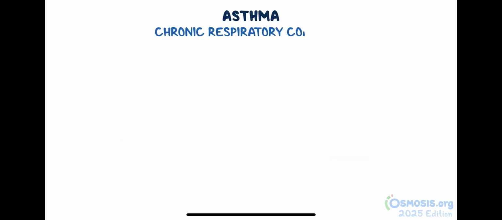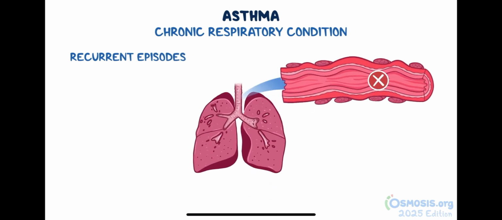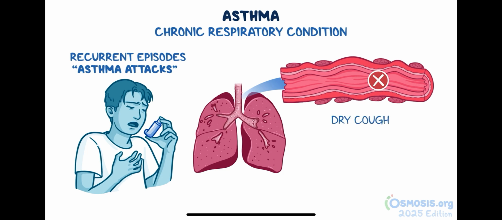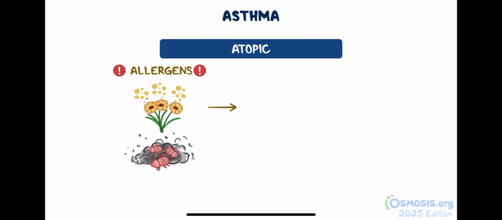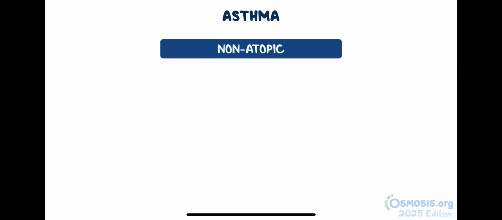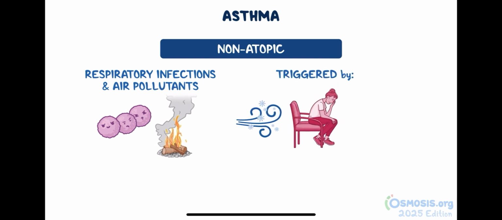Alright, as a quick recap, asthma is a chronic respiratory condition characterized by recurrent episodes of airway inflammation and obstruction, known as asthma attacks, which result in breathing difficulties such as dry cough, wheezing, and shortness of breath. Atopic asthma is triggered by allergens and involves an IgE-mediated type 1 hypersensitivity response. In contrast, non-atopic asthma is associated with respiratory infections and air pollutants, and it's triggered by things like cold air, stress, or physical activity.